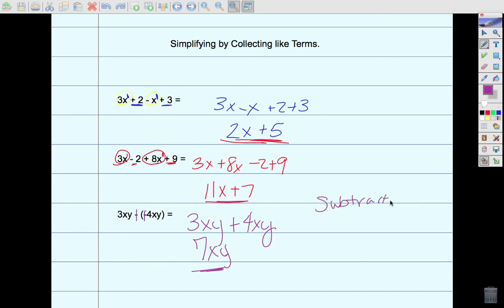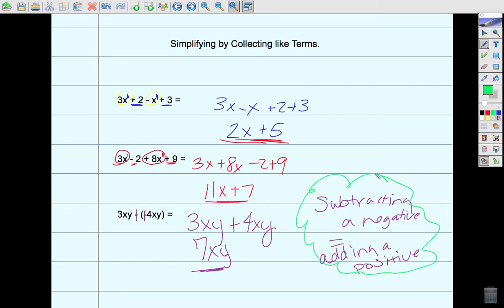So anytime you are subtracting a negative, it means that you are adding a positive. And that's something to always remember.